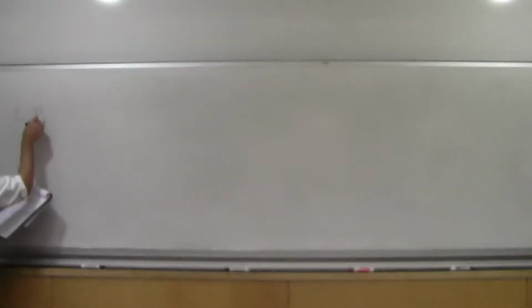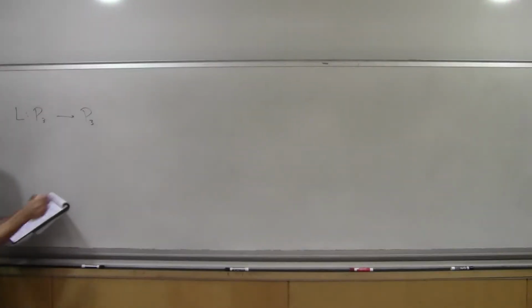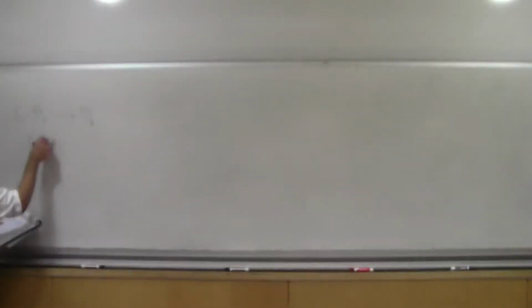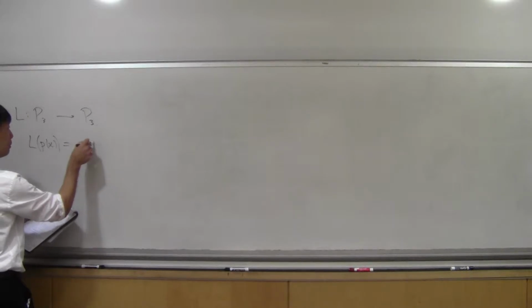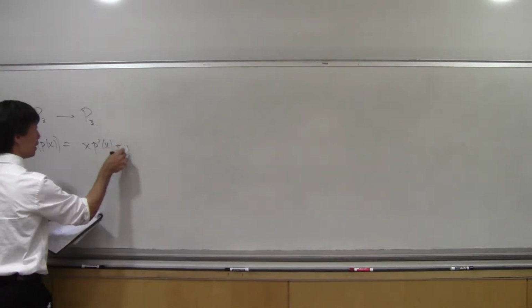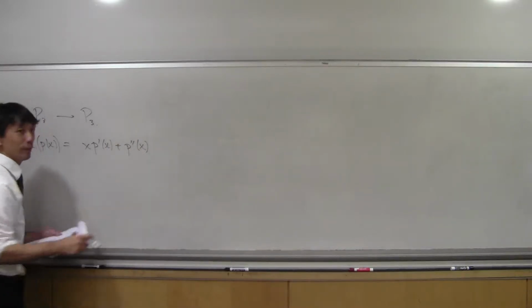We're looking at L, which is an operator on P3. The way it's defined is that you give it a polynomial, and then it gives you back the derivative of that polynomial multiplied by x plus the second derivative of your polynomial.